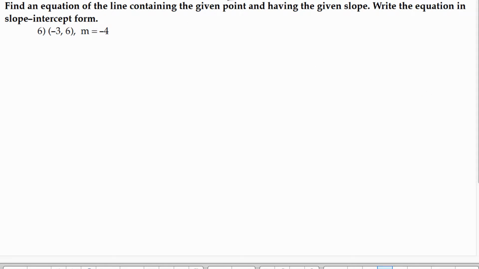All right, find an equation having the given point and given slope.